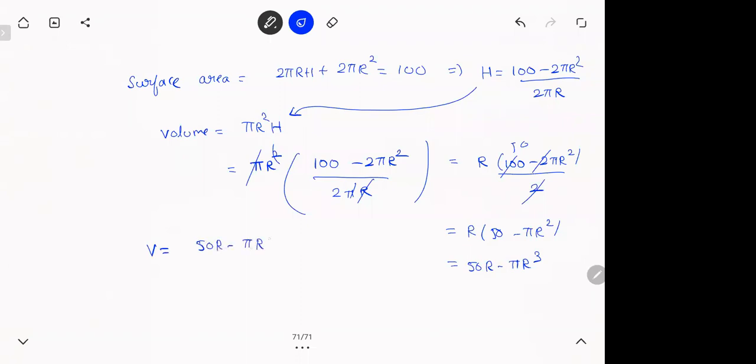Did you see? In the end, you'll get an equation like this. You should get it in only one variable. If there are two variables, you don't know how to differentiate. So what will we do now? dV by dr is 0, for maximum or minimum. That is 50 minus 3 pi r square. We get r square is 50 by 3 pi. r is root of 50 by 3 pi. So if you make a cylinder with this much radius, you get the maximum volume.